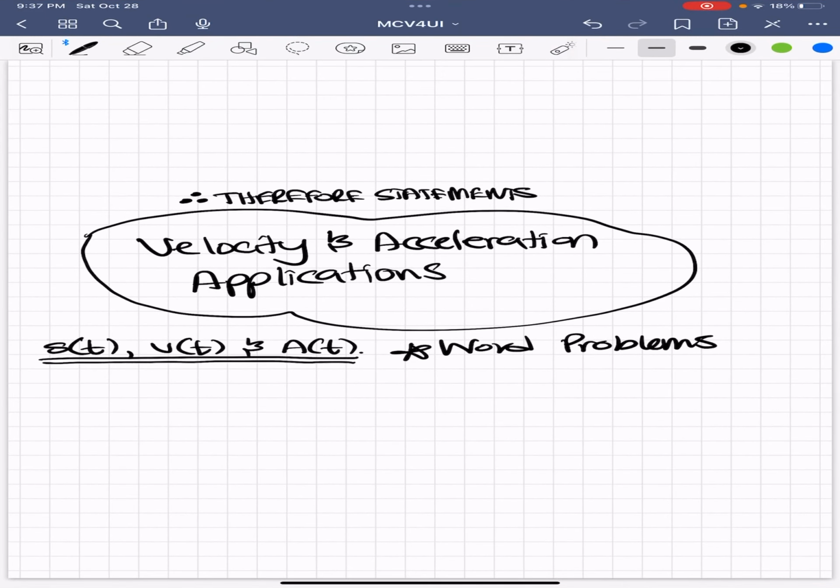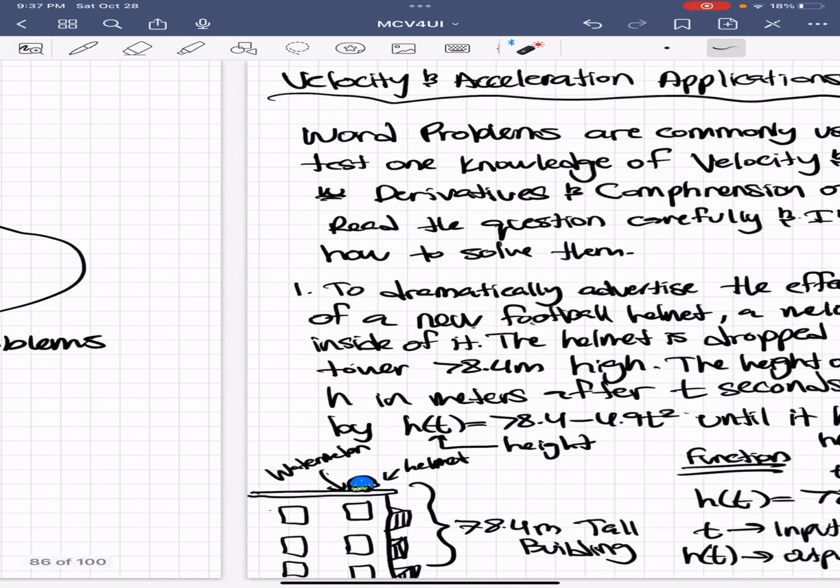Hello, it is the Math Train, and we're going to be doing velocity and acceleration applications. We're going to include therefore statements for every question, and we're going to be working with the position function, which is s of t. We're going to be working with the velocity function, which is v of t, and the acceleration function, which is a of t. And we're going to be doing word problems. That's what application means. Applications means word problems.